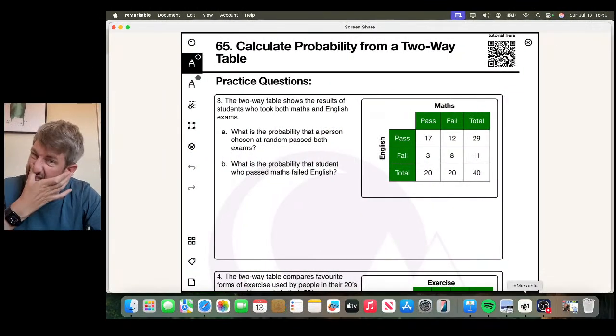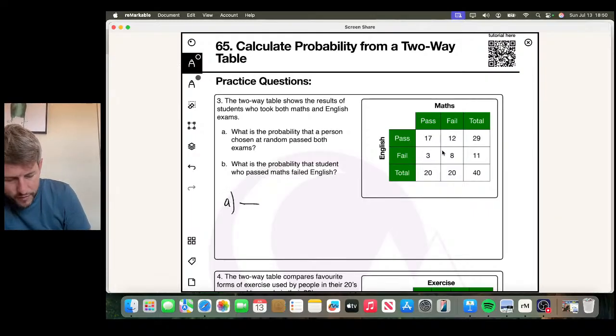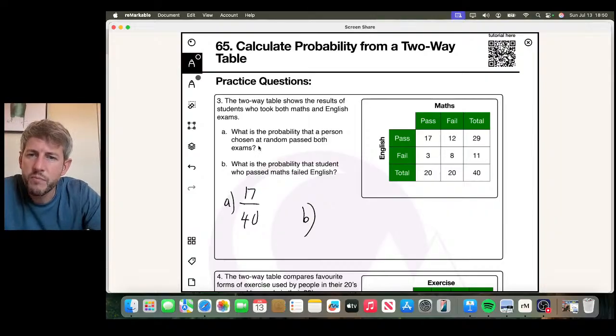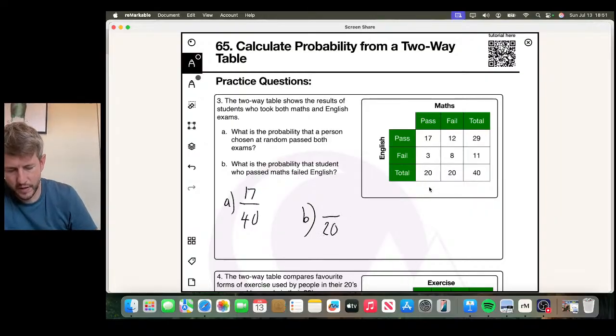Right, so what is the probability that the person chosen at random passed both exams? They passed both of them, and they're chosen at random, so that means it's out of everyone, so it's out of 40. The people that passed both exams are here, so 17 out of 40. And then B, what is the probability that a student who passed maths failed English? Here's the pass-fail for maths. They passed maths, so there's 20 of them that passed maths. And then out of those, 23 failed English.